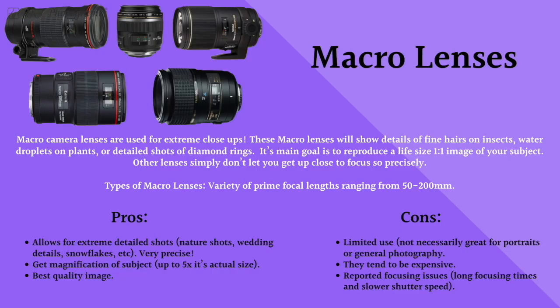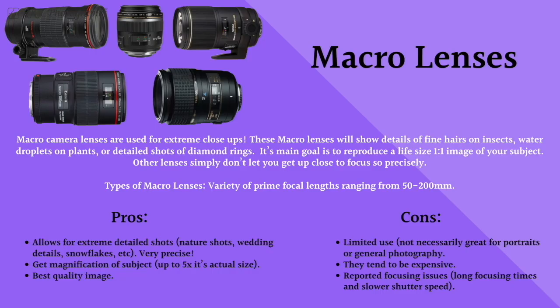Now let's talk about macro lenses. These lenses are used for extreme close-ups. They will show details like the fine hairs on insects, water droplets on plants, or detailed shots of diamond rings. Their main goal is to reproduce a life-size, 1:1 image of your subject. Other lenses simply don't let you get up close and focus so precisely. Macro lenses have a variety of prime focal lengths ranging from 50 to 200 mm.